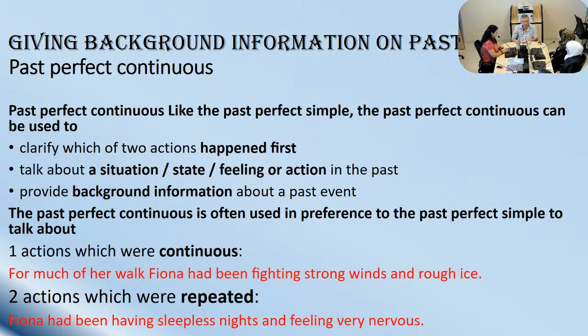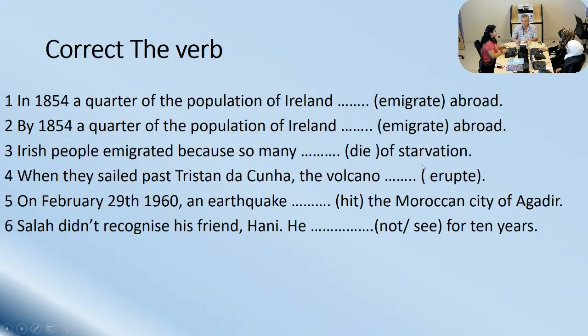The past perfect continuous is often used in preference to the past perfect simple to talk about actions which were continuous. For example, when we want to focus on the continuation of the action, we use the continuous. For much of her walk, Fiona had been fighting strong winds and rough ice. Actions which were repeated: Fiona had been having sleepless nights and feeling very nervous. Poor Fiona.